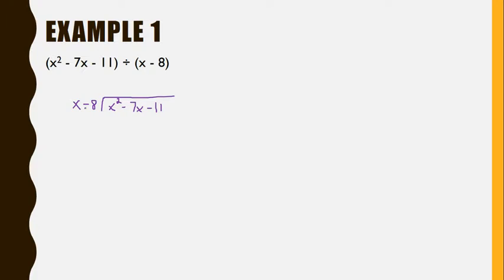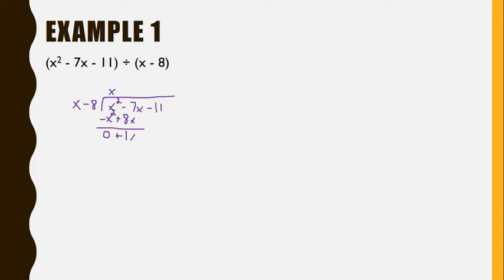Now we're going to multiply x times x and x times negative 8. x times x gives us x squared. x times negative 8 gives us negative 8x. Now we're going to subtract, so we're subtracting this whole quantity. I find it easiest to change the signs of everything, so then it's just an addition problem. x squared minus x squared gives us 0. Negative 7x plus 8x gives us a positive 1x.